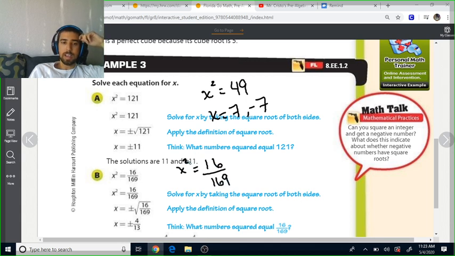Again, how do you solve it? How do you get rid of this stupid squared? You do the square root of the whole thing. The square root of 16 is 4. You should leave it as a fraction. The square root of 169 is 13. But it can also be positive 4 over 13 and negative 4 over 13. Yes, on your test that is coming up, you will have to put both. You will have to put the positive and the negative of it.